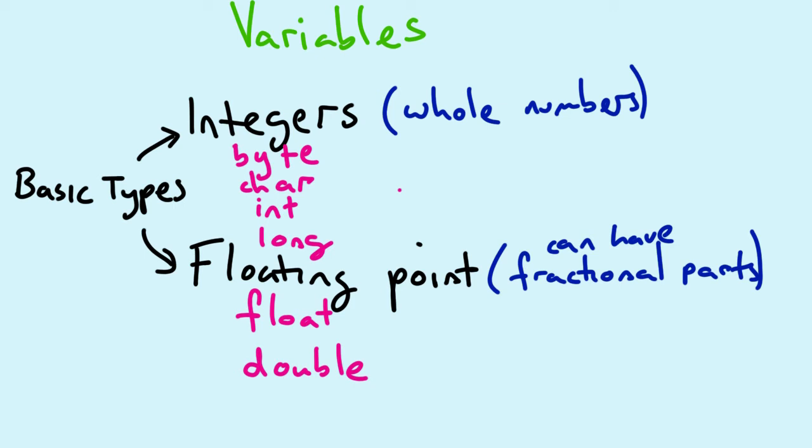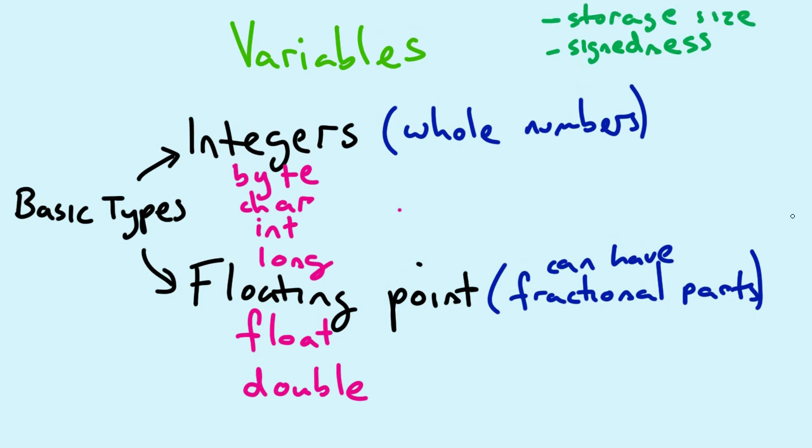Now, why do we have all of these different types? Well, one reason is that we have different storage sizes. And the second reason is for integers, they can have different signedness. Okay? So let's have a look at this and see what that means.